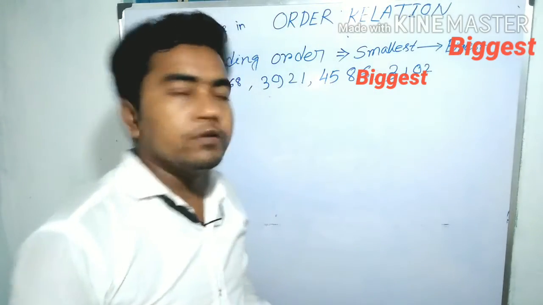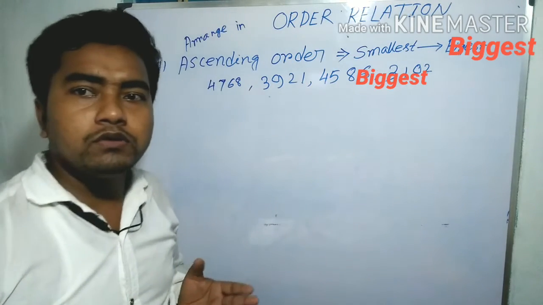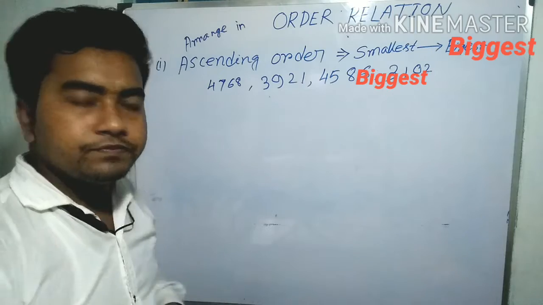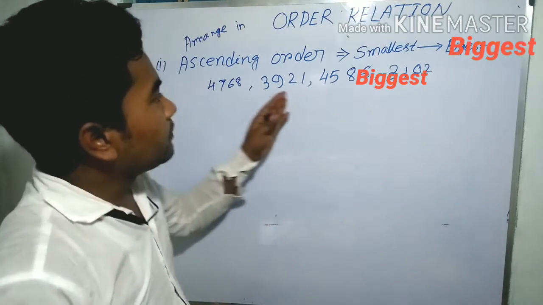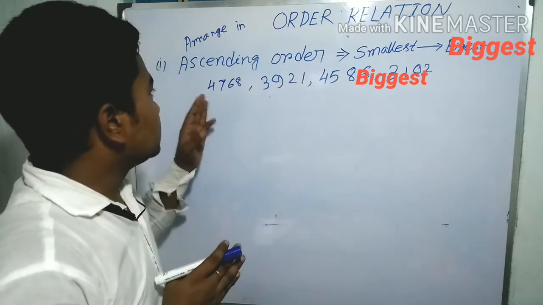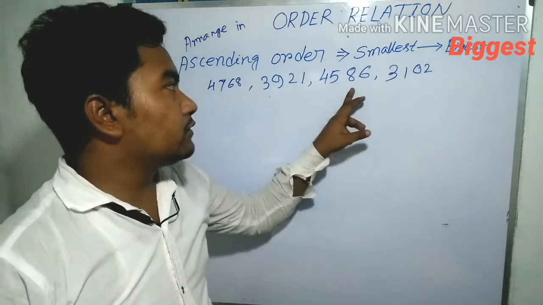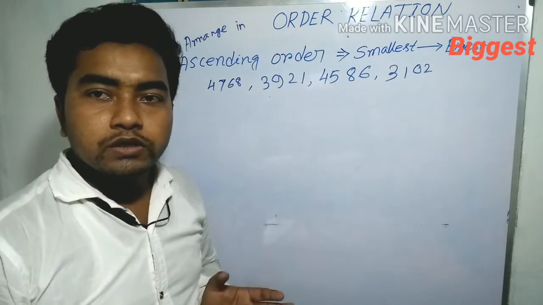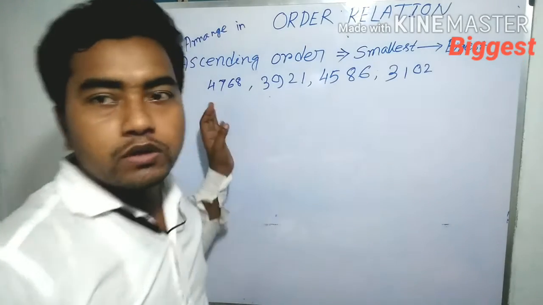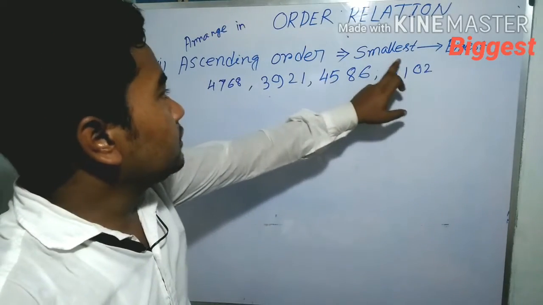Let us take an example. Arrange the numbers in ascending order. Ascending order means to arrange from smallest to biggest. At first there are 4 numbers given here. Look at the rule first, the digits of the numbers. Here it is 4 digits, 4 digits, 4 digits, and also 4 digits. So all numbers are 4-digit numbers. So first we will compare the first digit. At first we will find the smallest number.